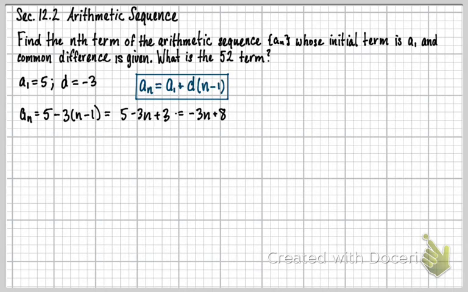Now again, notice they said the d was -3. That means it's going down by 3 every time. So that's why we see this -3 here. You can think of it like a negative slope as well. So my a sub n is this term here.